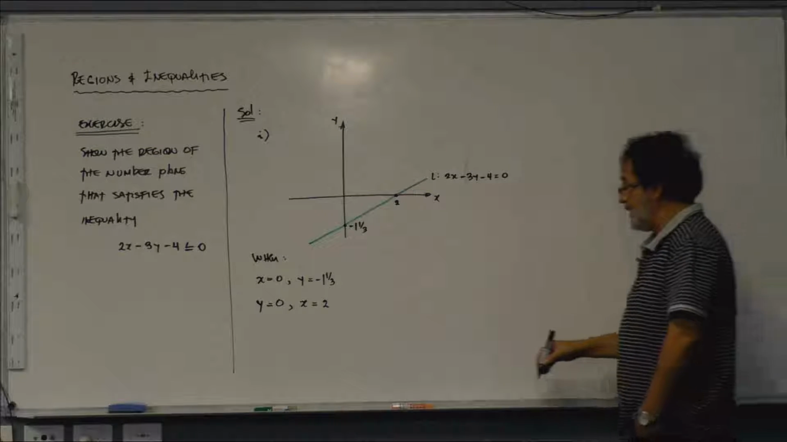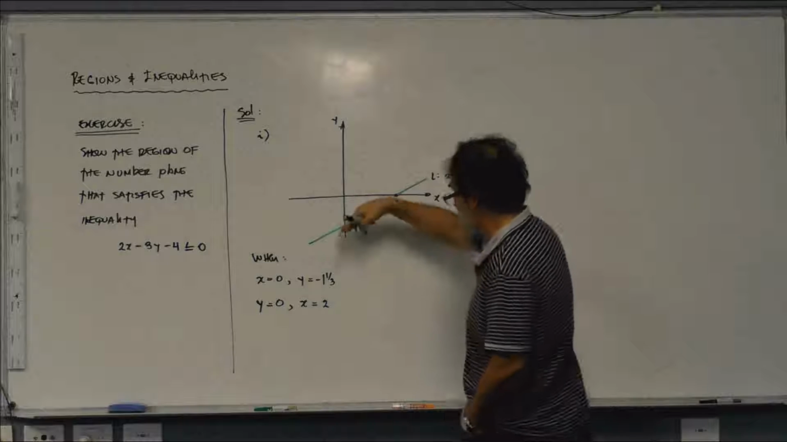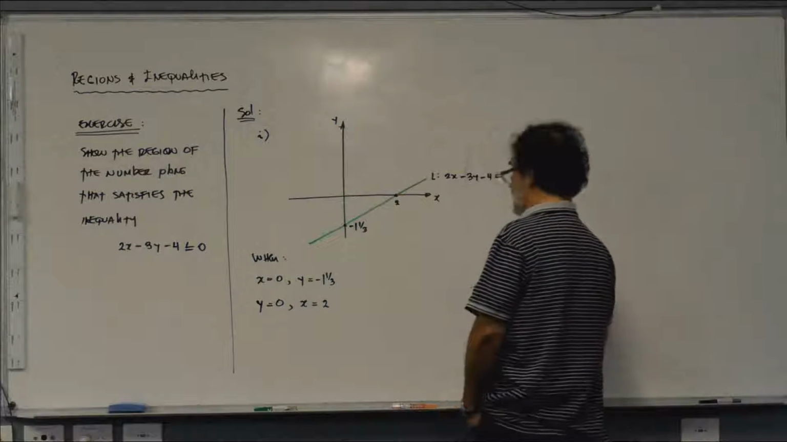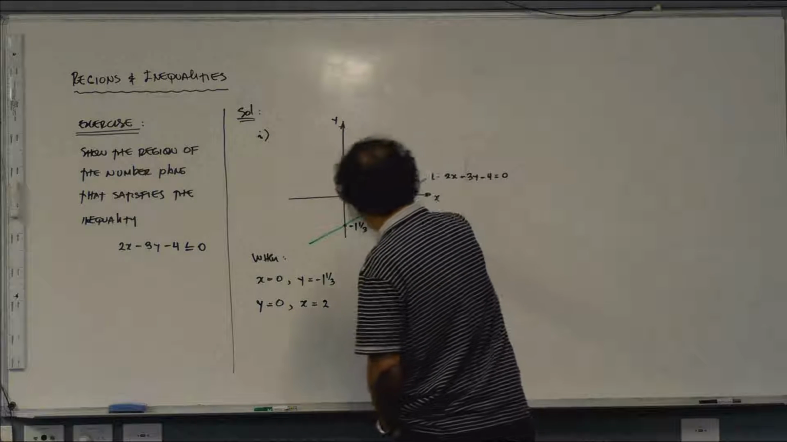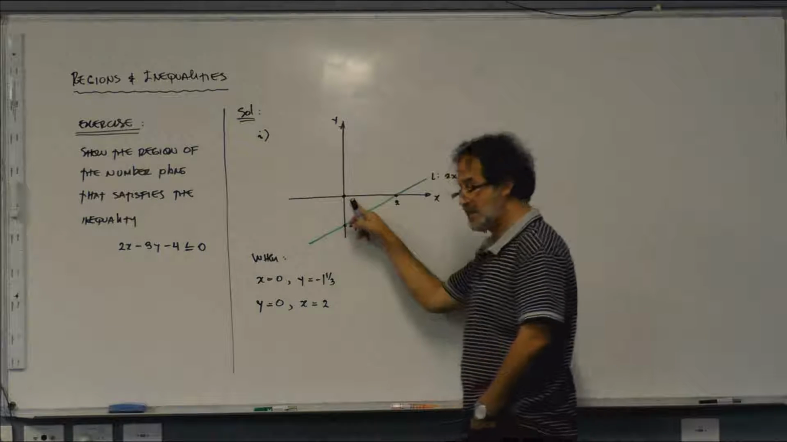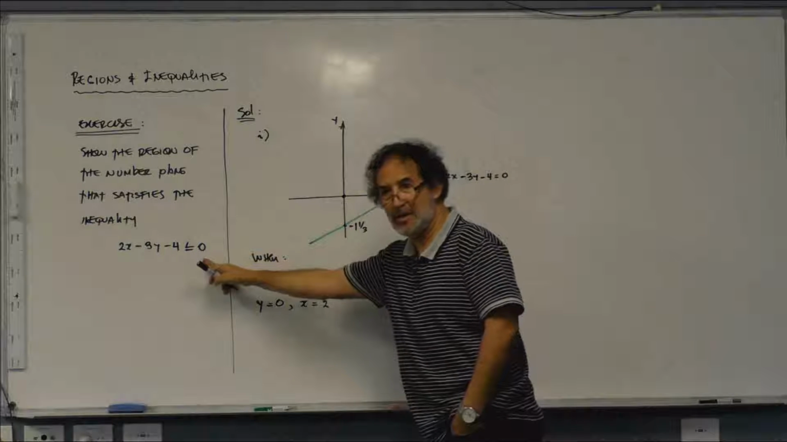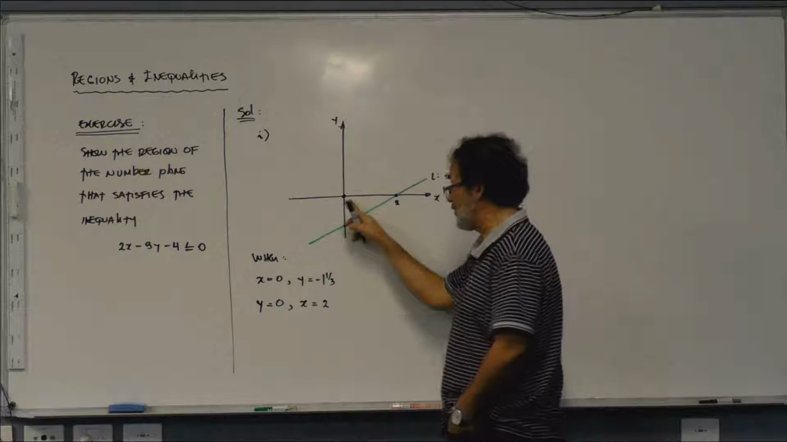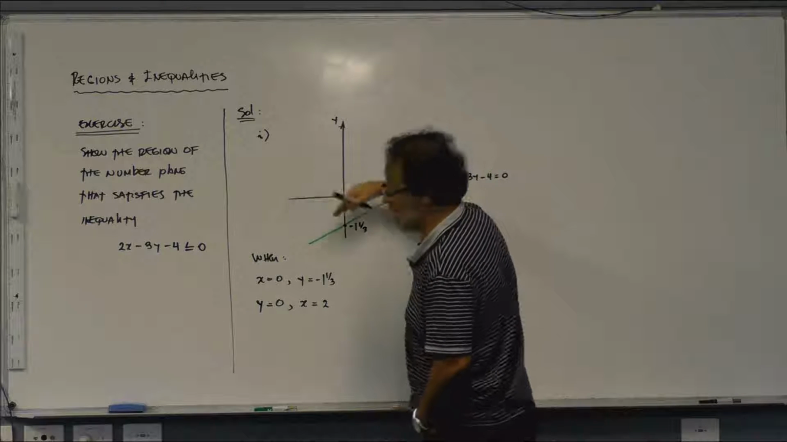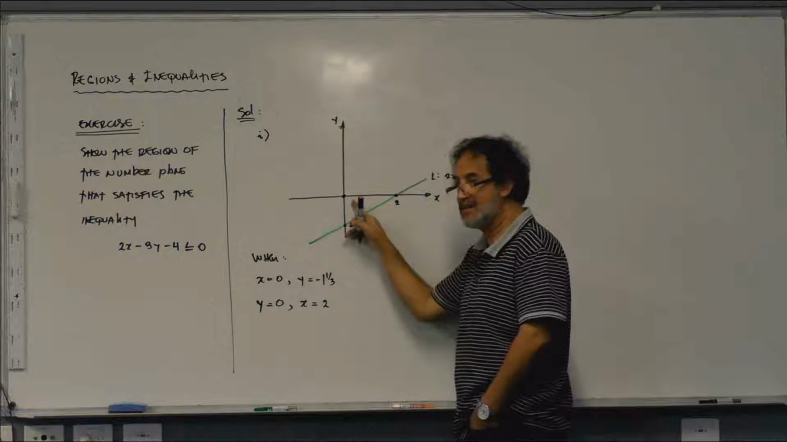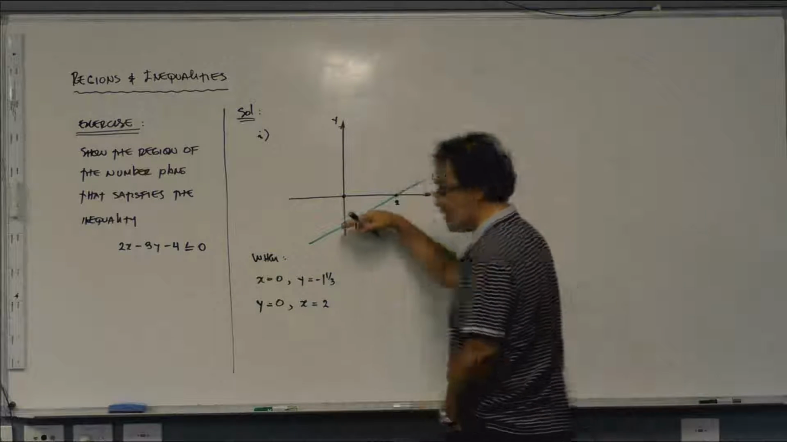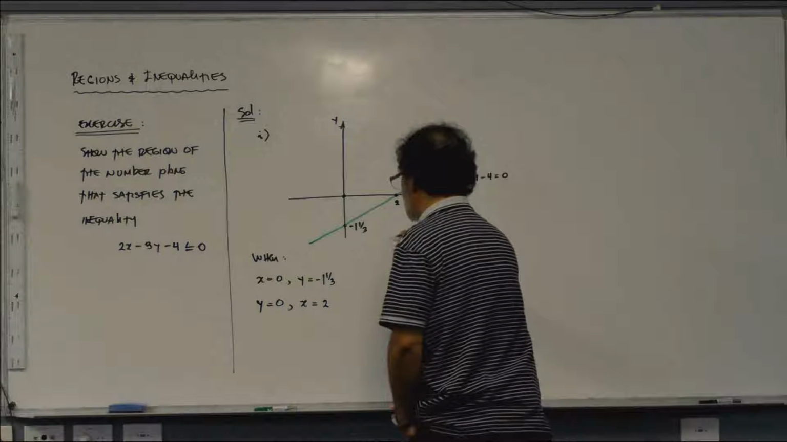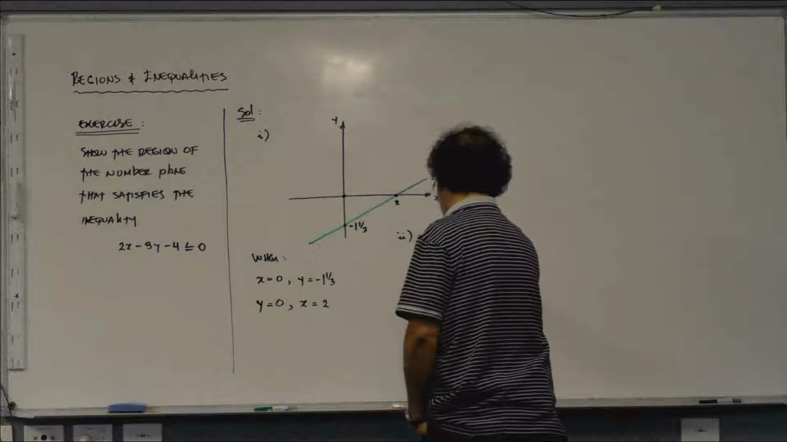Okay, and then we're going to have to decide whether we shade the upper section or the lower section. To do that, let's pick this point here. If this point satisfies the original inequality, we know that we're going to be shading the upper section. If this point fails this inequality, then we shade the other one. Okay, so that is simple. So we're going to say test point.